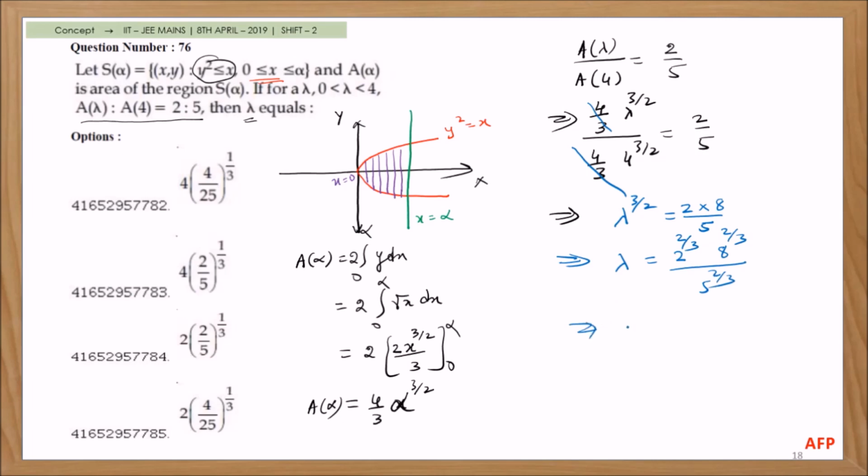Okay, so this implies lambda is equal to, so this you are getting 2 cube will get cancelled and 2 square is 4 we are having. Okay, next here these two, so square if you make it 4 you are getting, and if you square it you are getting 25. So 1 by 3 is there, which you can write like this. So lambda value we are having this one. So which option it follows? Option 1 it follows.